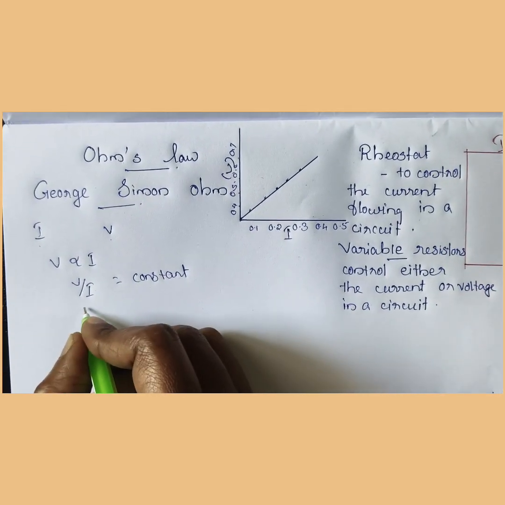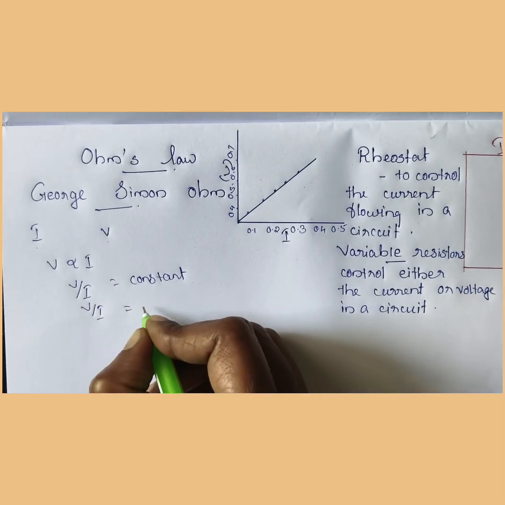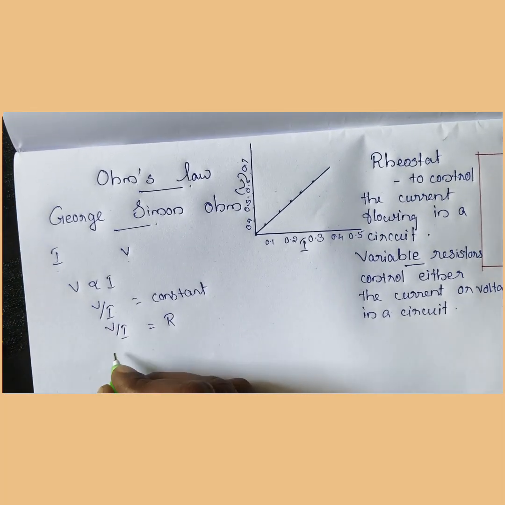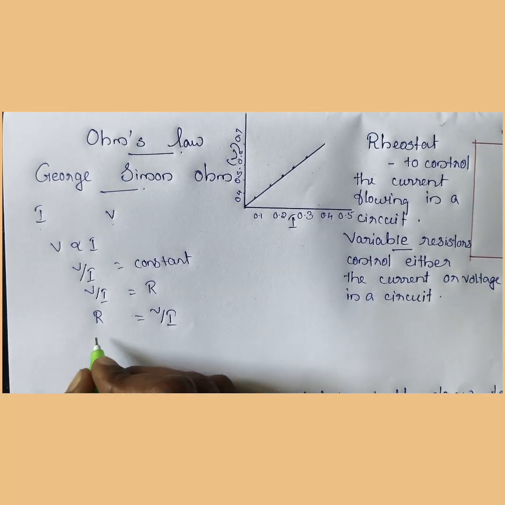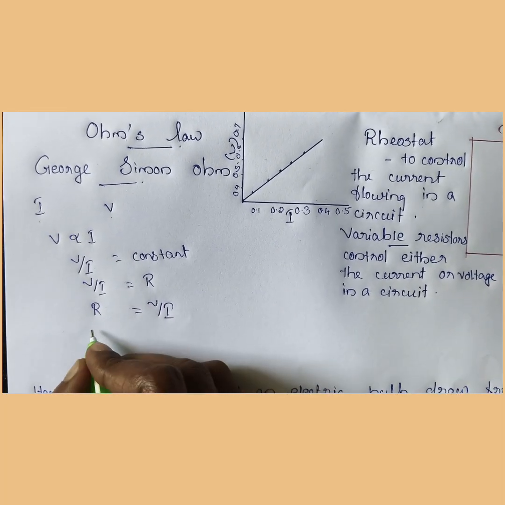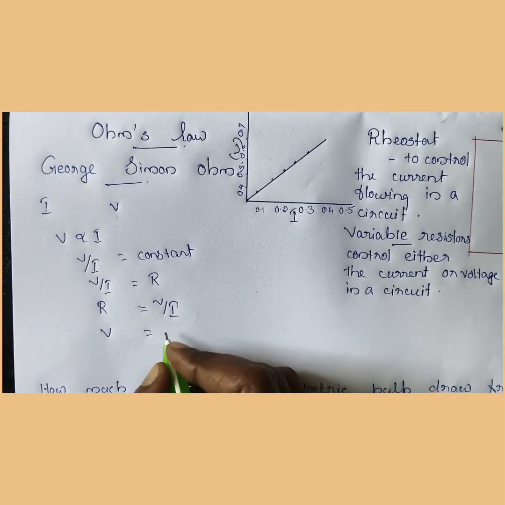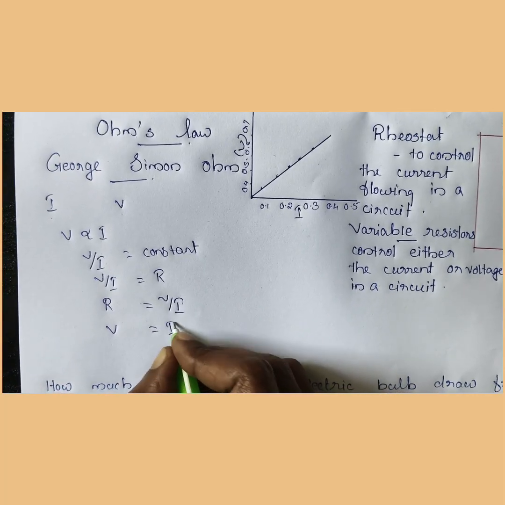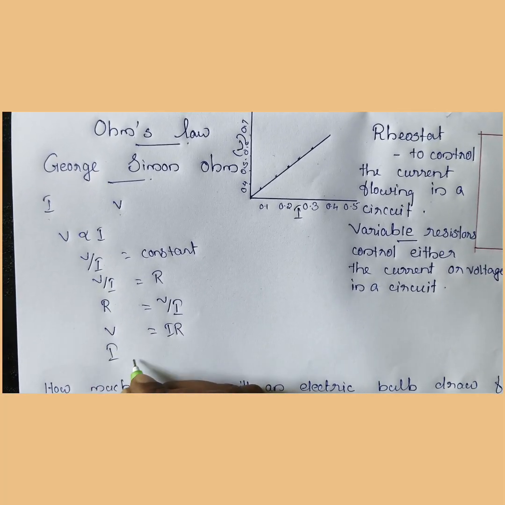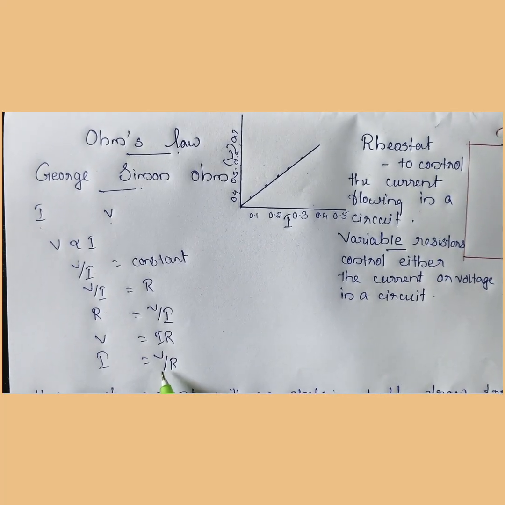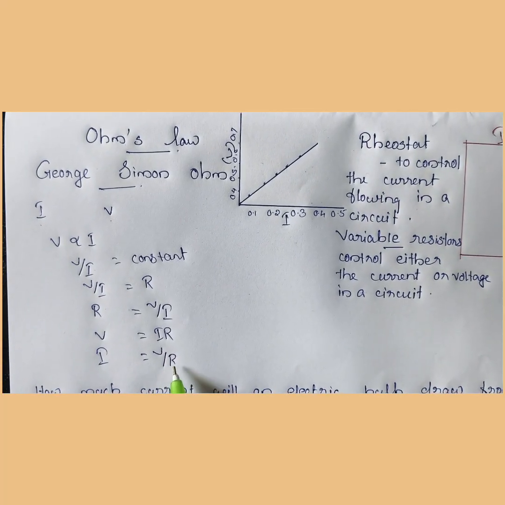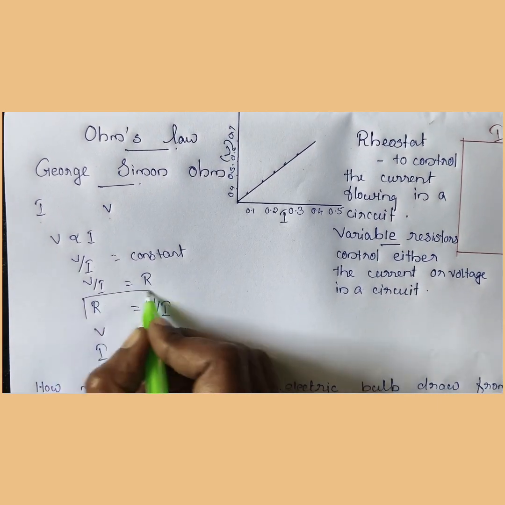Now, instead of this constant, you can write V by I is equal to R. You can write it like this also, R is equal to V by I. Next, you can write V is equal to IR. Then I is equal to V by R. So all these formulas or equations you can use in the numericals.